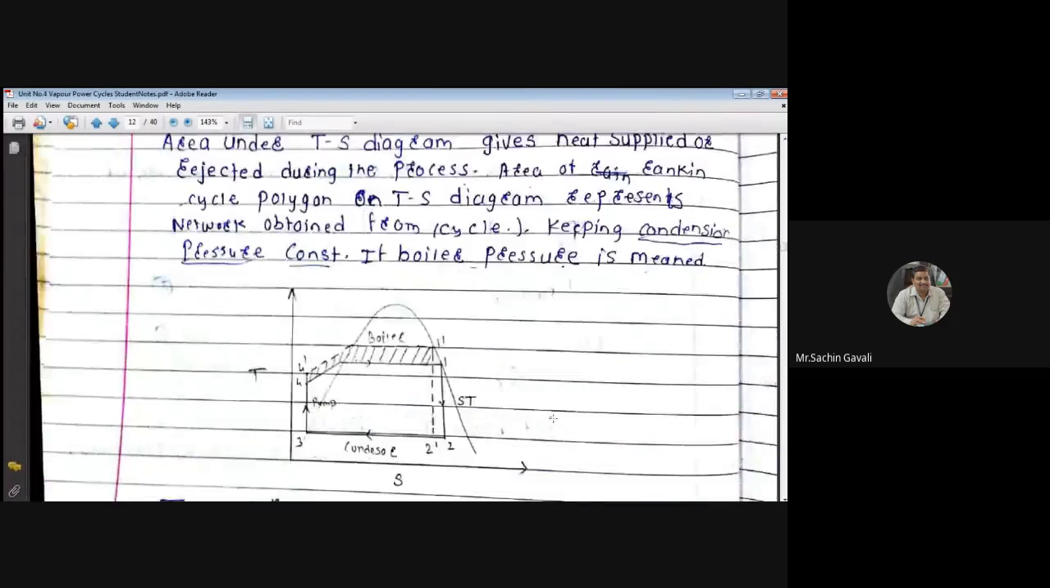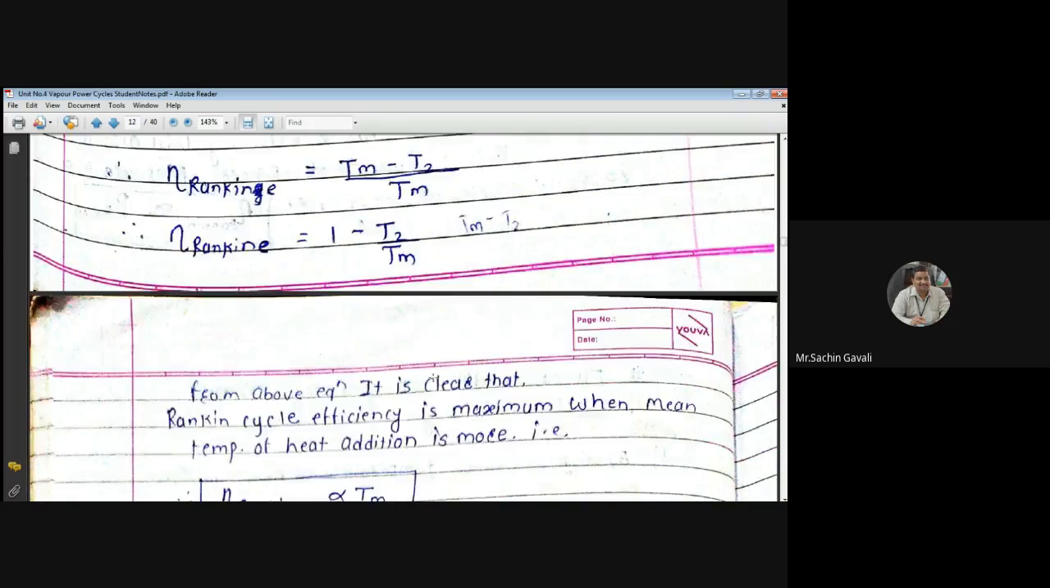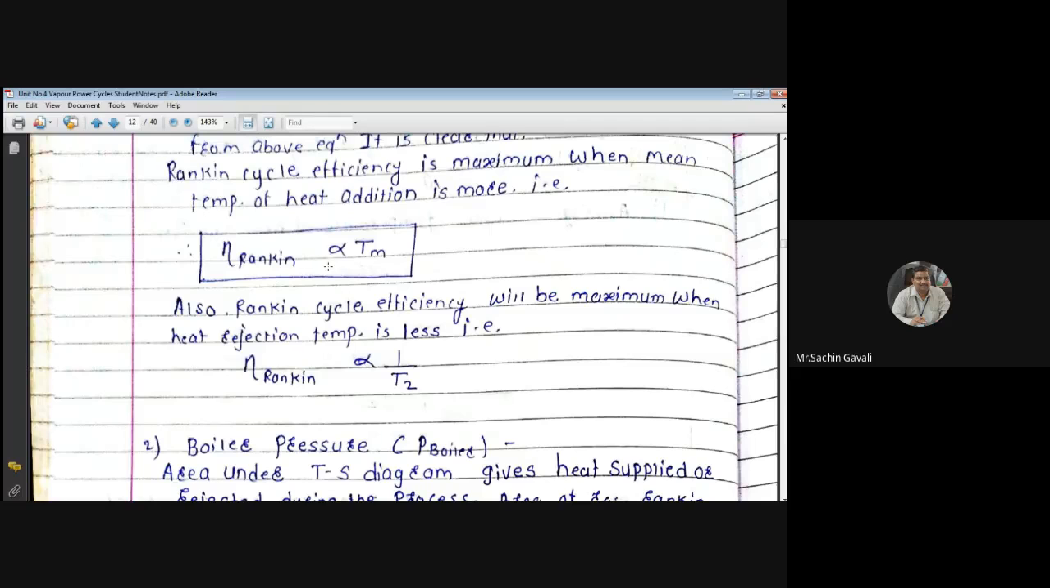So Rankine cycle efficiency is 1 minus T2 upon Tm. As T2 goes on decreasing, efficiency will go on increasing. At the same time, if Tm, the mean temperature of heat addition, increases, efficiency will also increase. So Rankine cycle efficiency depends on T2, the heat rejection temperature, and Tm, the mean temperature of heat addition. If Tm is greater, efficiency will be more; if T2 is less, efficiency will be more. So Rankine efficiency is directly proportional to Tm.